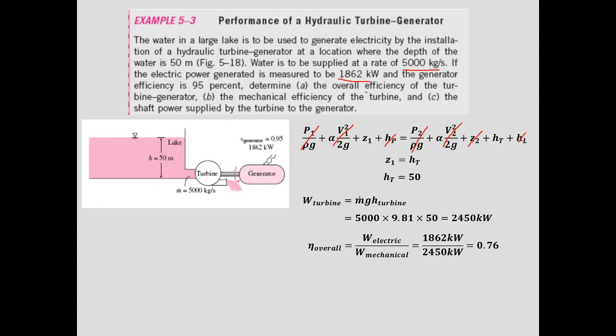Okay, you got the overall efficiency, and then the second is the mechanical efficiency of the turbine. You have seen this equation before. The overall efficiency equals the efficiency of the turbine times the efficiency of the generator. So the efficiency of the generator is given here, 95%, 0.95. So you got the eta turbine equal to 0.8.